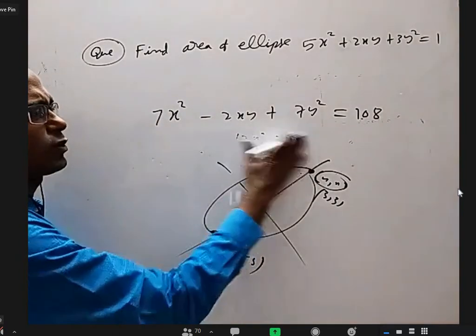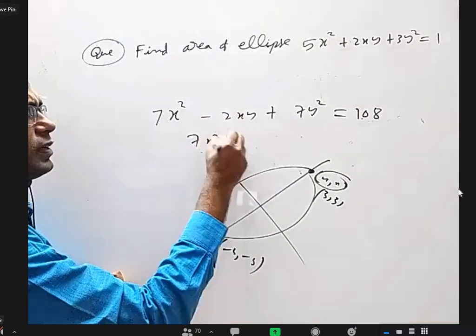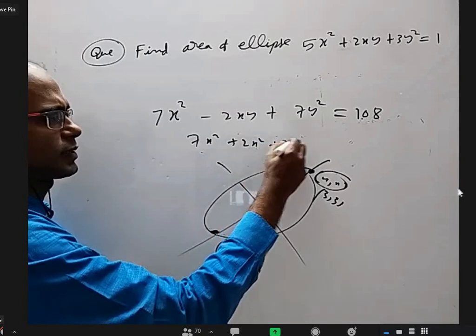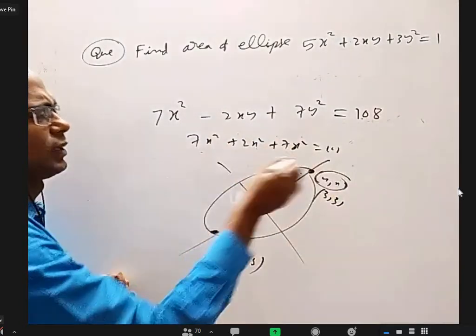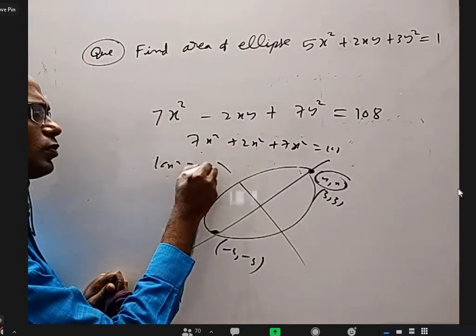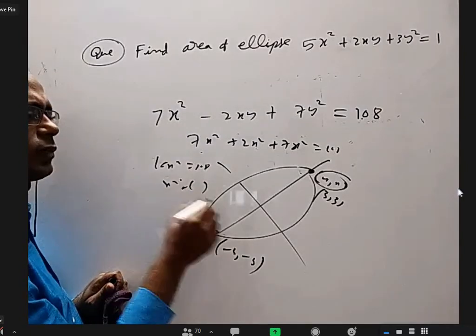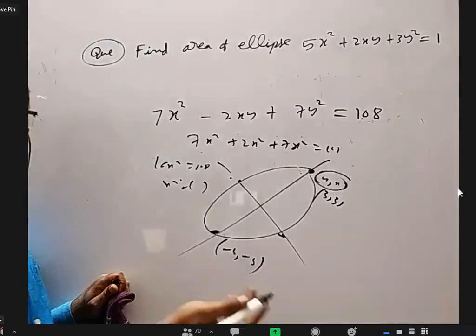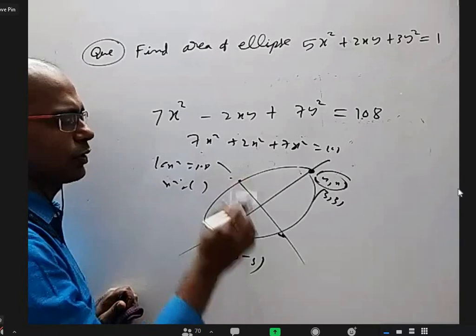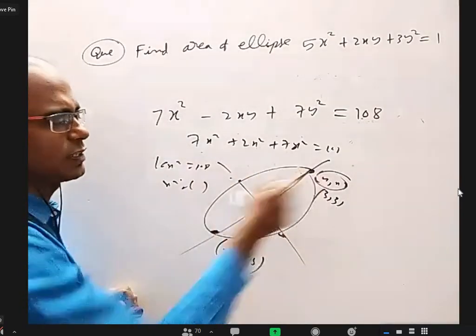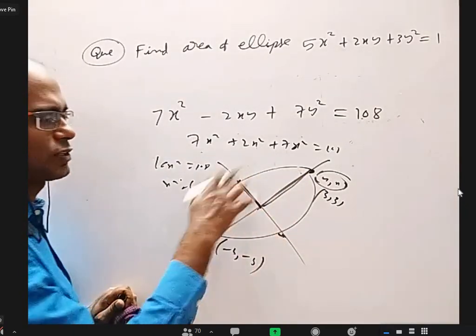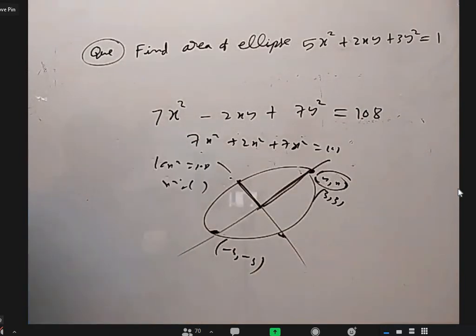Let us put y equal to minus x. It will become 7x square plus 2x square plus 7x square equal to 108. Some 16x square equal to 108, x square equal to some number will come, x equal to plus or minus. You can find this point. So you know these 2 points, you know these 2 points. Find this distance. If that is larger, this is major axis. Whichever is more, that is major axis. Whichever is less, that is minor axis.